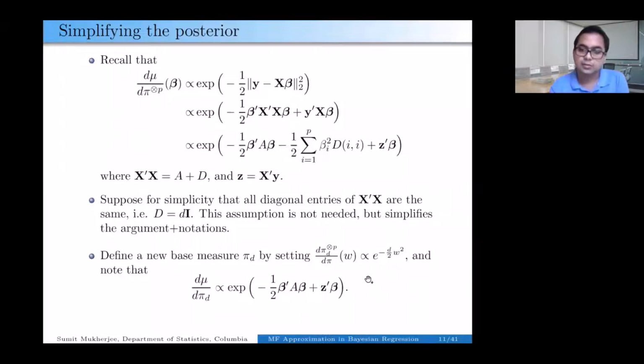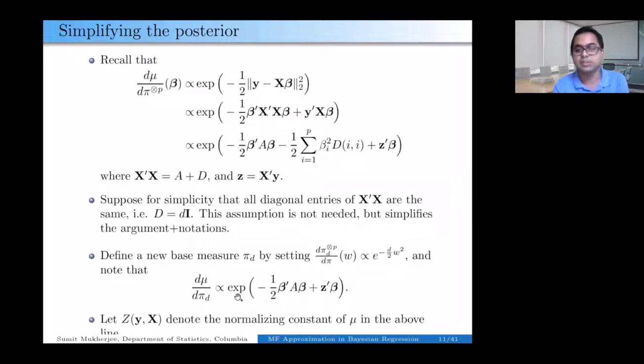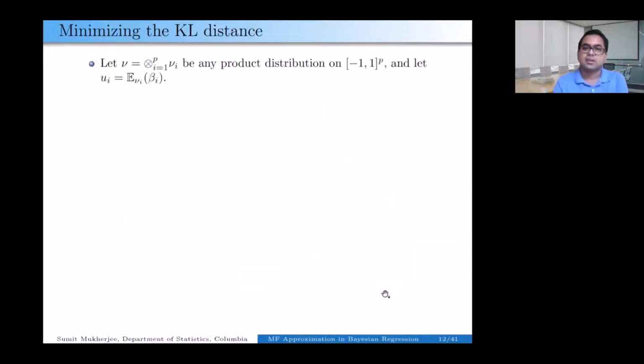And so now we want to analyze this. Let Z(y, x) be the normalizing constant of this thing, so d mu is basically this quantity divided by Z(y, x). Okay, so now we want to do this minimization. We want to minimize the KL distance. So take nu to be an arbitrary product distribution, and let u_i be the mean of beta_i under nu_i. So u is a vector in [-1, 1]^p, a vector of means under nu.